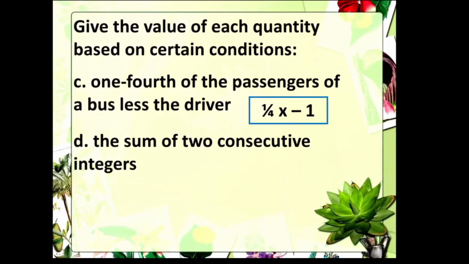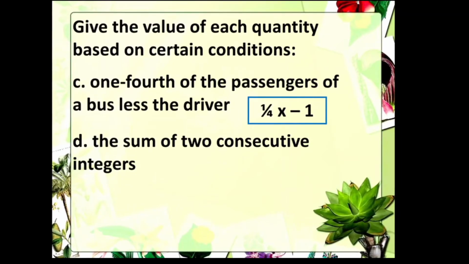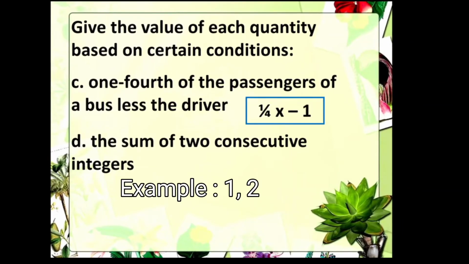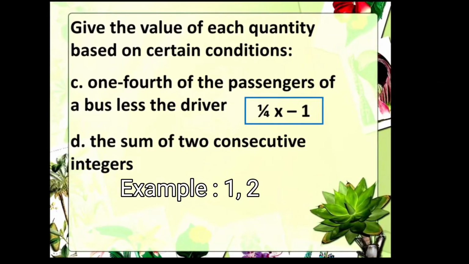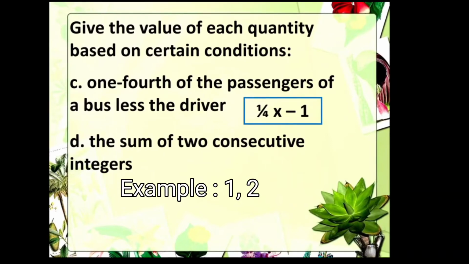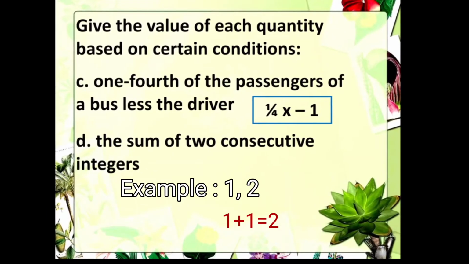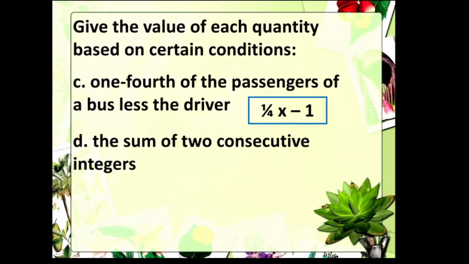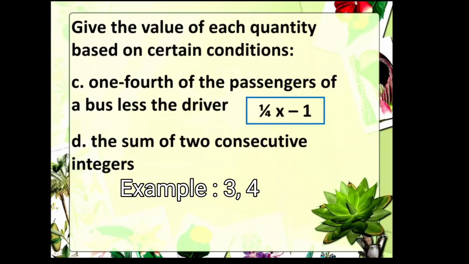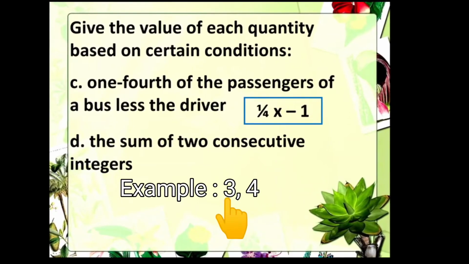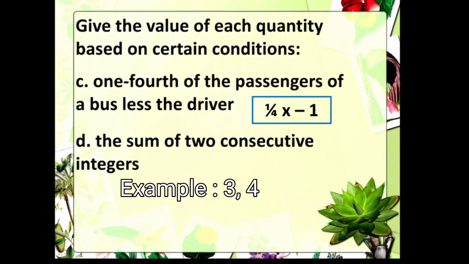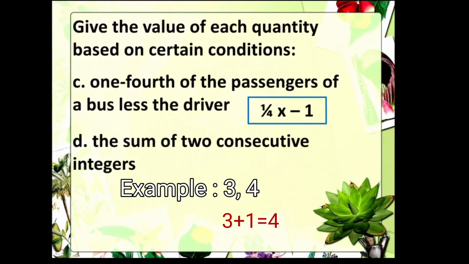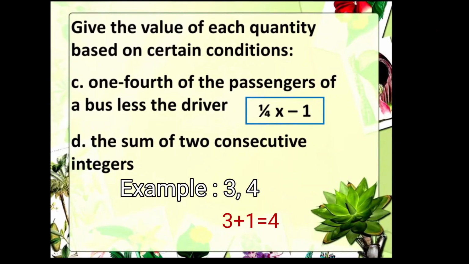What have you noticed in my examples? In my first example, we have 1 and 2. The first number is 1. Then to obtain the second number, you have to add 1 to the first number. So 1 plus 1 is 2. Therefore, I have 1 and 2. In my second example, I have 3 and 4, wherein my first number is 3, and to obtain the second number, I add 1 to that first number, so 3 plus 1, therefore my second number is 4.